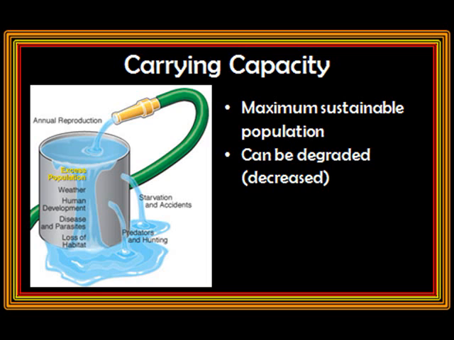When you start getting above that carrying capacity, your density dependent population limiting factors are going to kick in and more organisms are going to start dying off. You can only put so much water in a bucket. Similarly, you can only have so many organisms of the same species supported by an area.